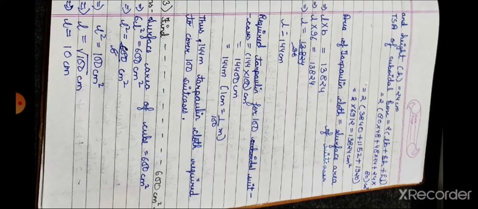After this we can calculate required tarpaulin for 100 such suitcases. For this we have to multiply 144 by 100. So our answer is 144 meter tarpaulin cloth is required to cover 100 suitcases.